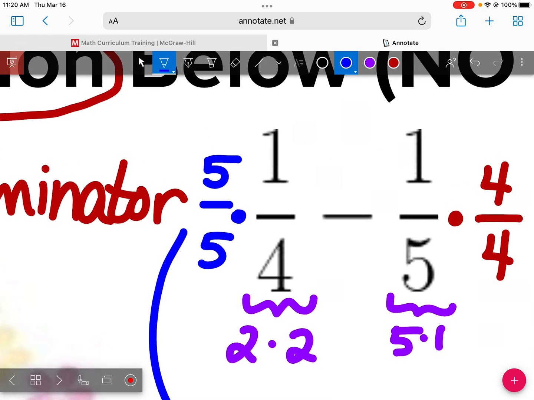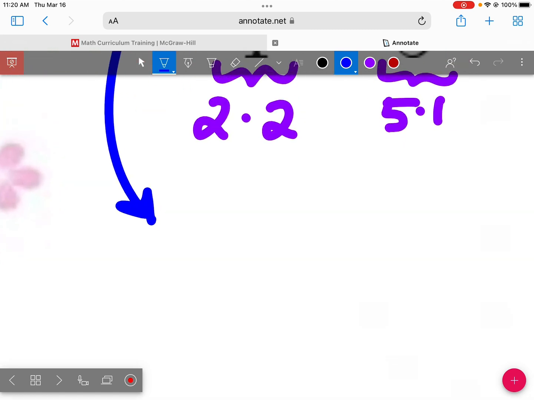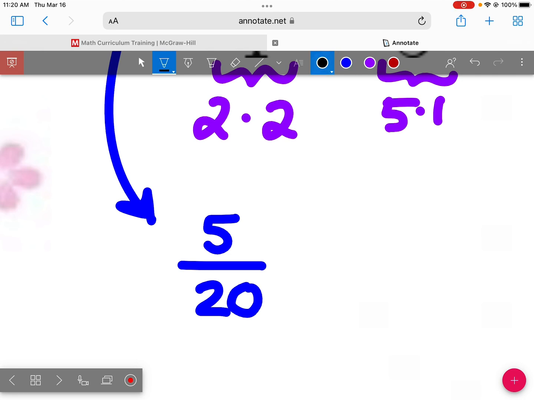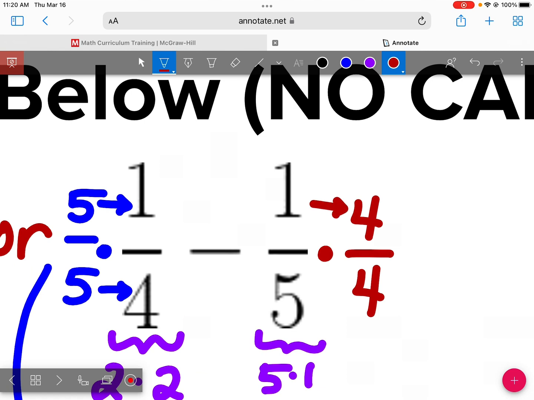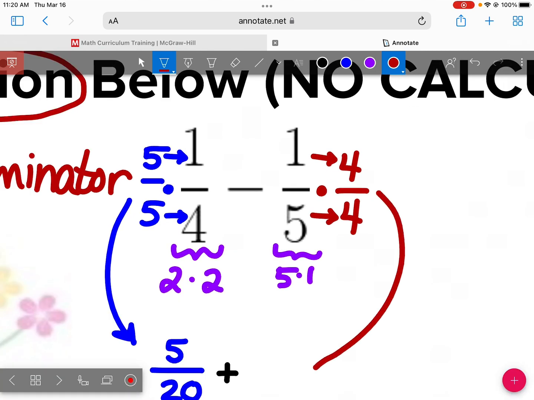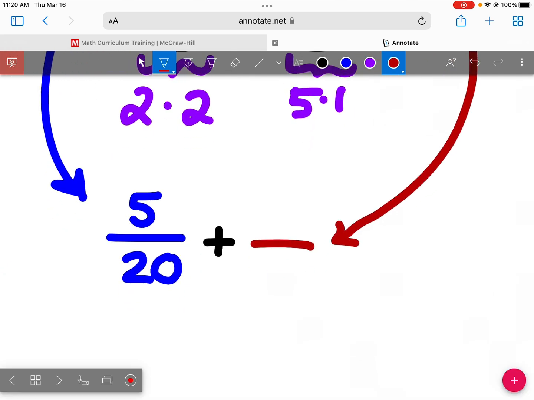How do I multiply fractions together again? Straight across, top to top, bottom to bottom. So what will this first fraction become when I multiply it top and bottom by 5? 5 over 20. I'm going to bring down my addition sign. I multiply straight across here, top to top, bottom to bottom. And I get what? 4 over 20. We are subtracting. I just realized I wrote a plus sign instead of a minus.